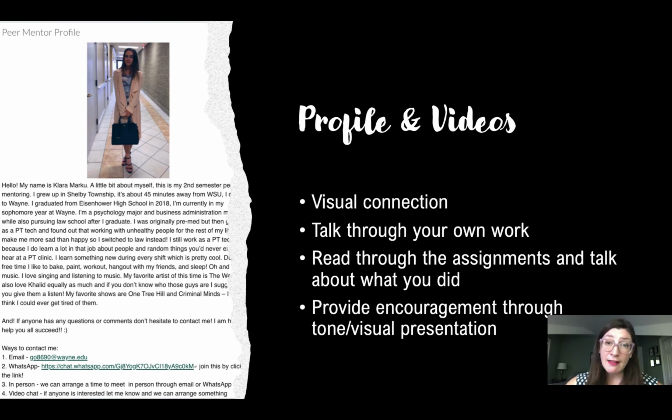The reason that I like to have my peer mentors put their picture is to help literally personify them for the students, so that they can get a sense of who this person is. I usually have them write a little blurb that introduces themselves and a few of their interests. Here you can see that Clara also put ways to contact her, suggestions for the students. And then what I always say for peer mentors is that if they decide to go on from there and create videos, that just adds to the visual connection for students.